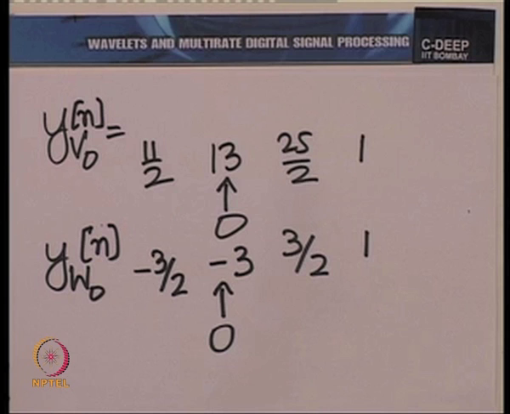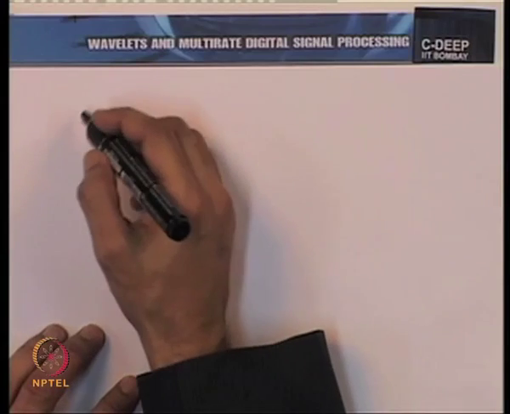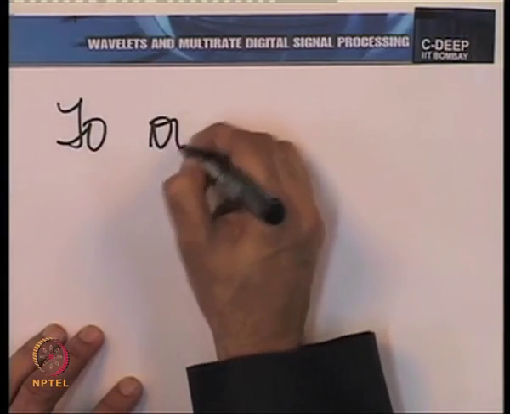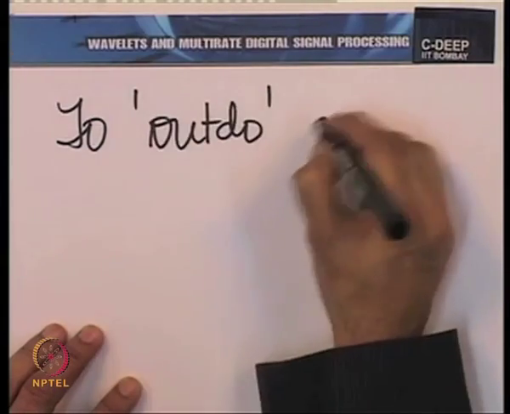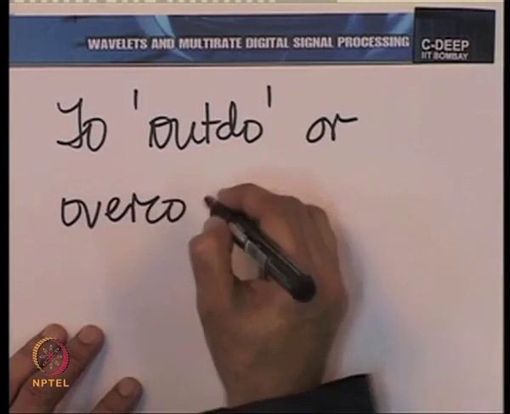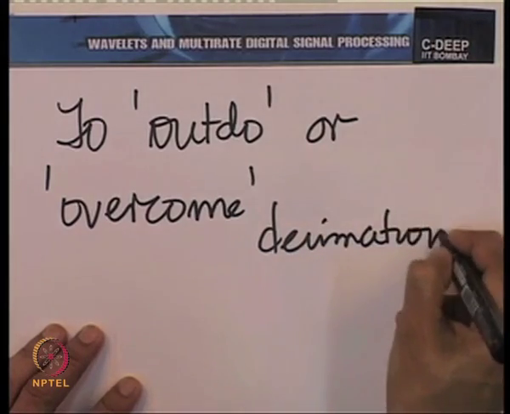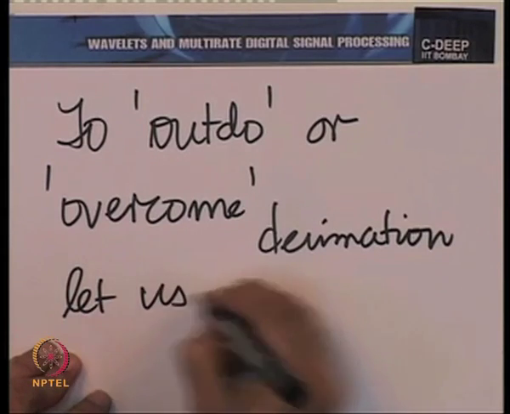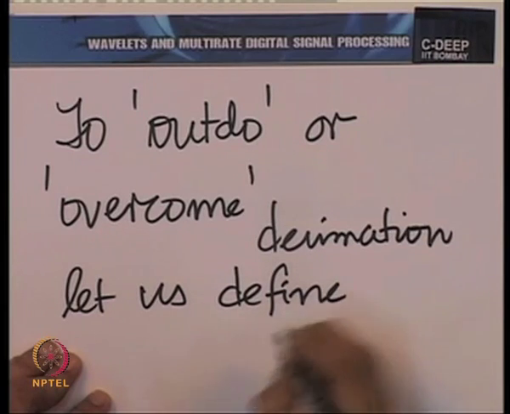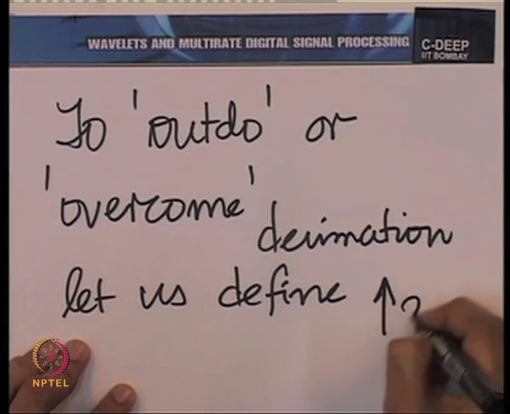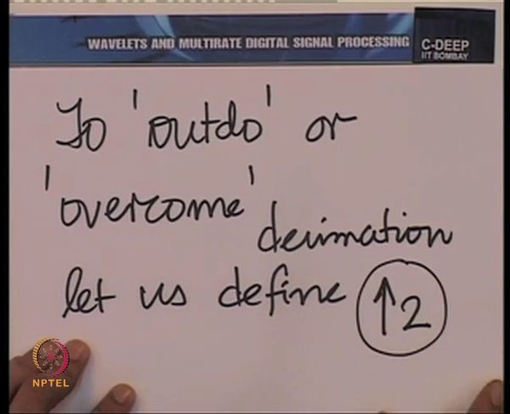So, let us first carry out what is called a process of interpolation or upsampling. So, now let us define, with the intent of outdoing the operator of decimation, to outdo or overcome decimation, let us define an operator which we shall denote by up 2. Up essentially means upsample.